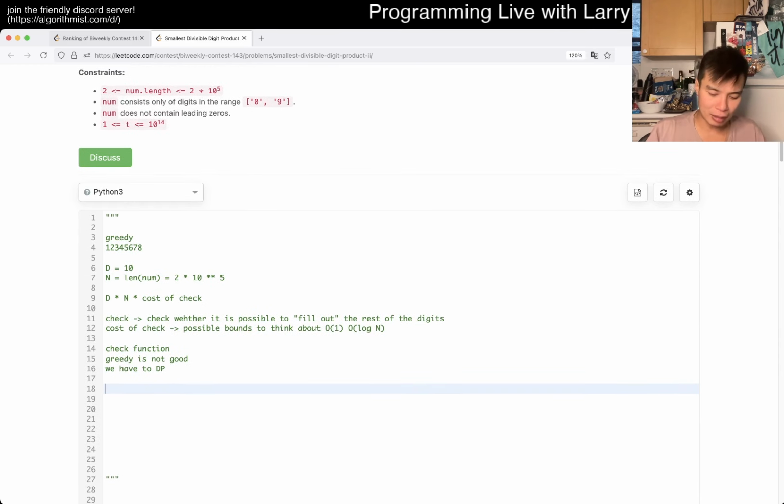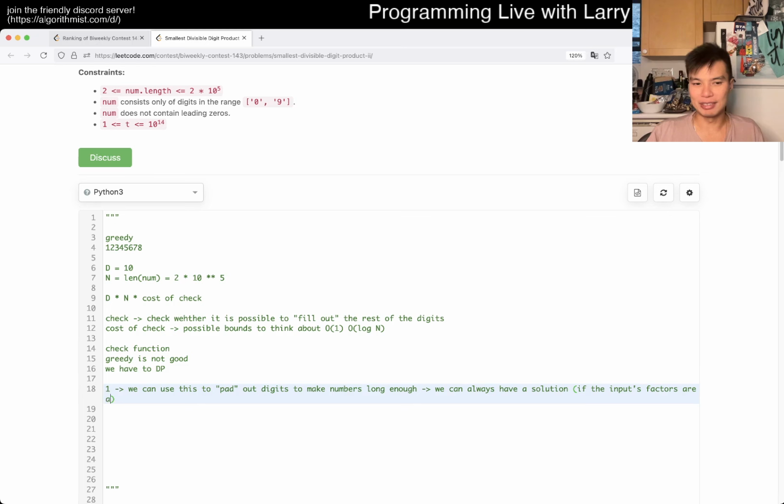Well, it turns out that these are things that I found out during greedy. So there are only 10 digits, right? One, well, the cool thing about one is that we can use this to pad our digits to make numbers long enough. So that means that we can always have a solution if the input factors are under 10, right? Or a prime under 10 even, right?